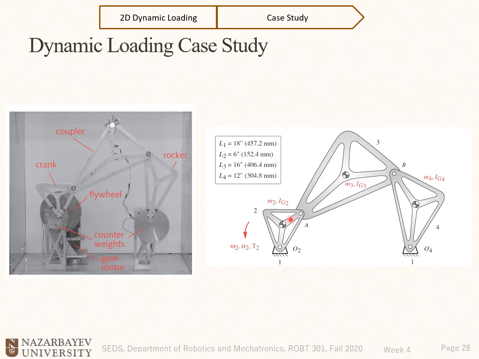Okay, so here we have a four bar linkage mechanism. What is a four bar linkage mechanism? It basically has four links. The first one is ground. Second, third, and fourth: one, two, three, and four. The second one is the crank, the third one is the coupler, and the fourth one is the rocker. So crank, coupler, rocker. And we have a motor here on the crank that drives the whole mechanism.